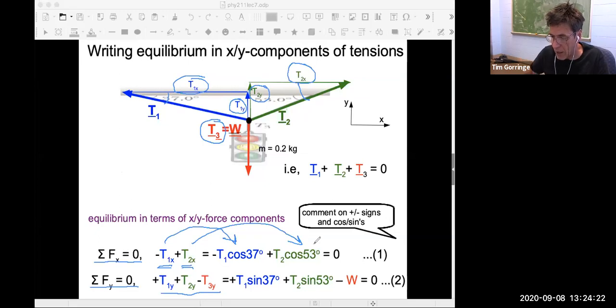And again, I filled in the sine 37 degrees and the sine 53 degrees. T1y and T2y are not the entire forces T1, T2, not the entire tensions T1, T2. They're components of those forces T1 and T2. And so I put in the sine 37 degrees, sine 53 degrees to pull out those components. Remembering, T1y and T2y are opposite the angle. So it's sine theta that picks them out.